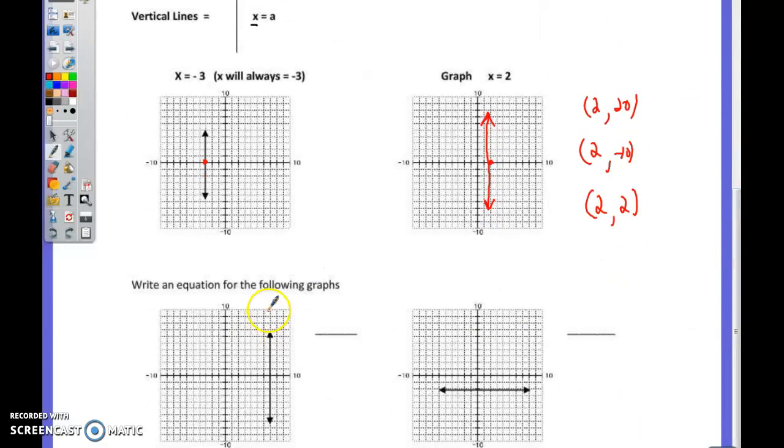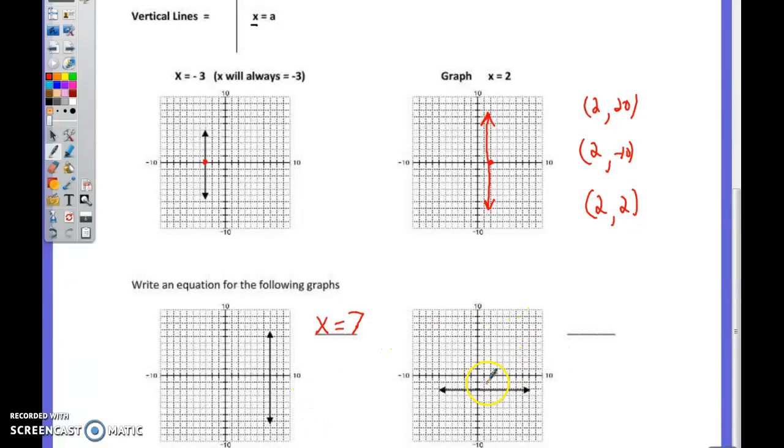Alright, so we'll start with this vertical line. We know it's vertical, so it's going to be x equals a number. So we have x equals. Then we just have to figure out where on the number line what value for x it's going through. So 1, 2, 3, 4, 5, 6, 7. So x equals 7 would be our equation for that line.